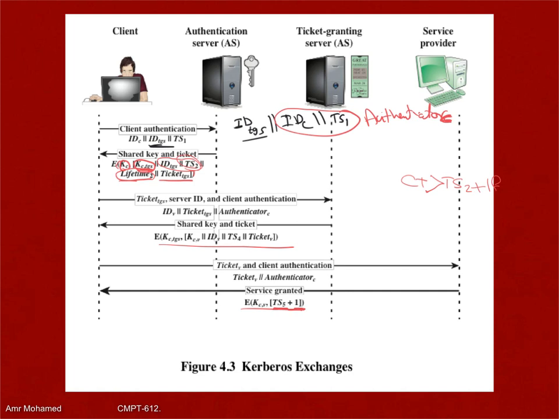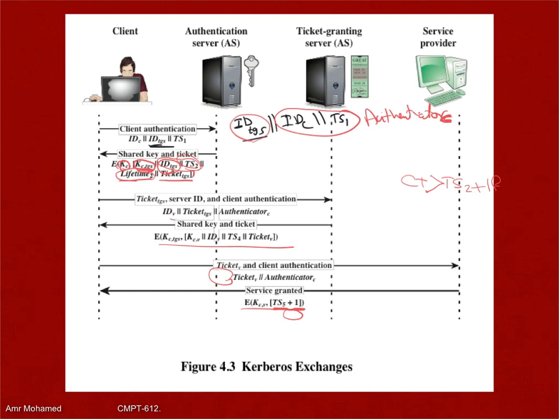Okay, and again here we don't have a target server that we echo back because we don't have a target server here. Is that clear? So in the first stage, we have a target server. So the ticket granting server, so the authentication server will send back the target server in the reply.